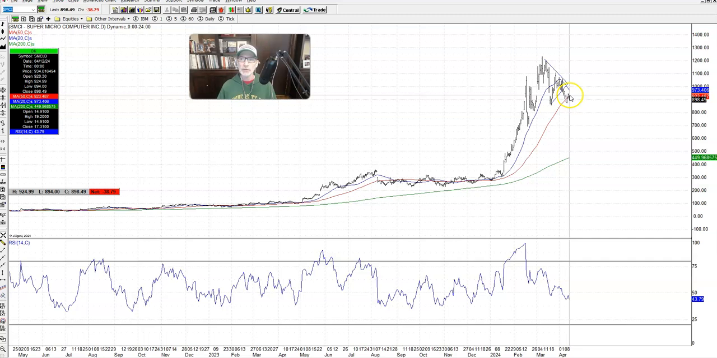It's holding right here on the 50-day moving average. If everything else, and I'm talking about the indexes, starts to go higher next week, SMCI should have a nice jump higher as well.